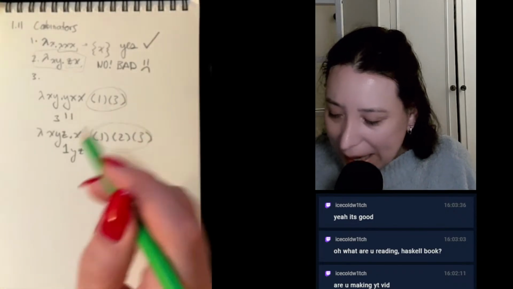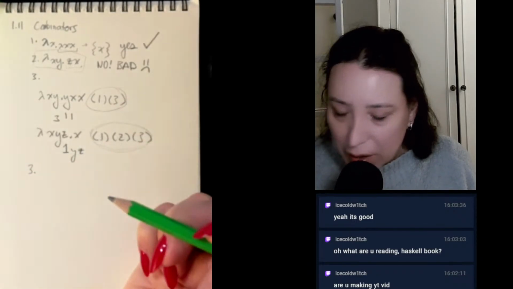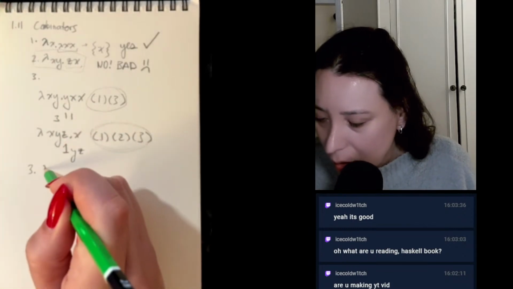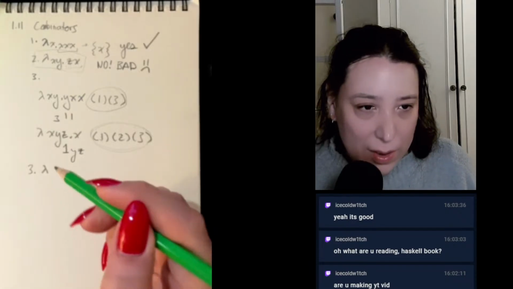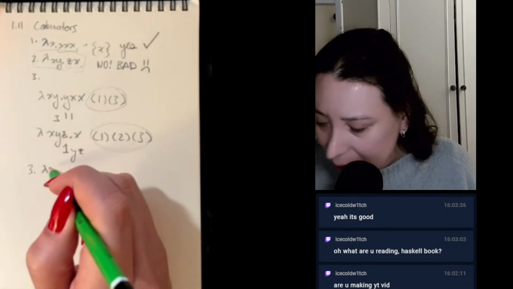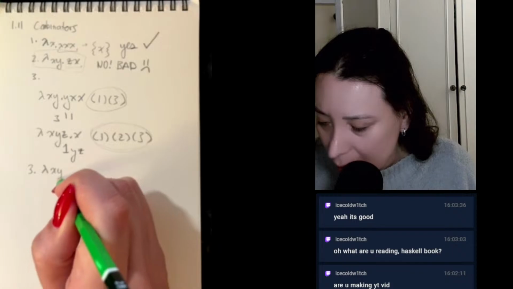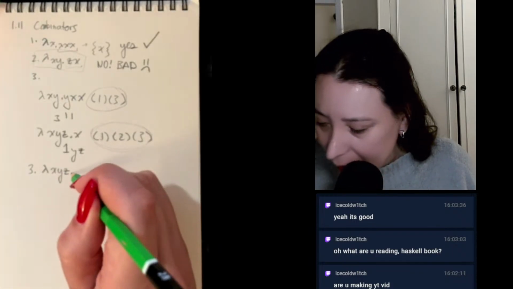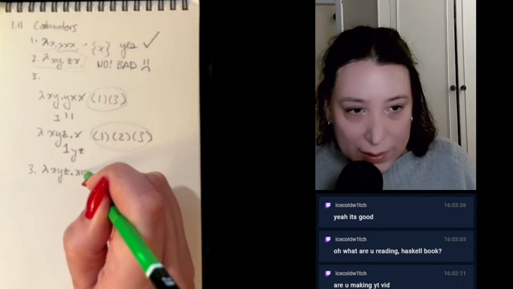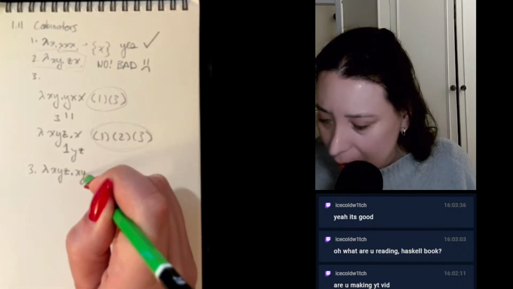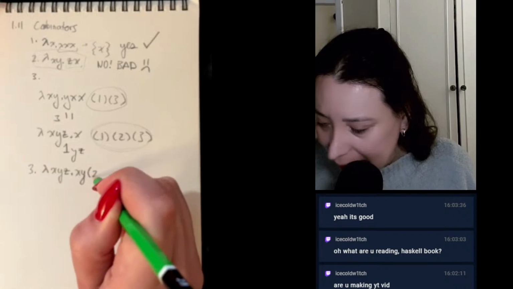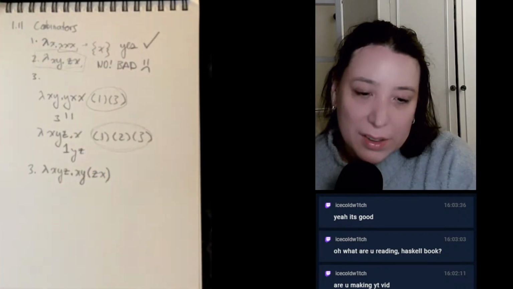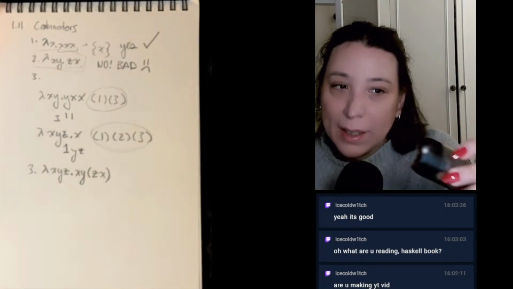All right, let's go back to example number 3. Lambda xyz, and the body is x y z x. Let's use our handy dandy sharpener.